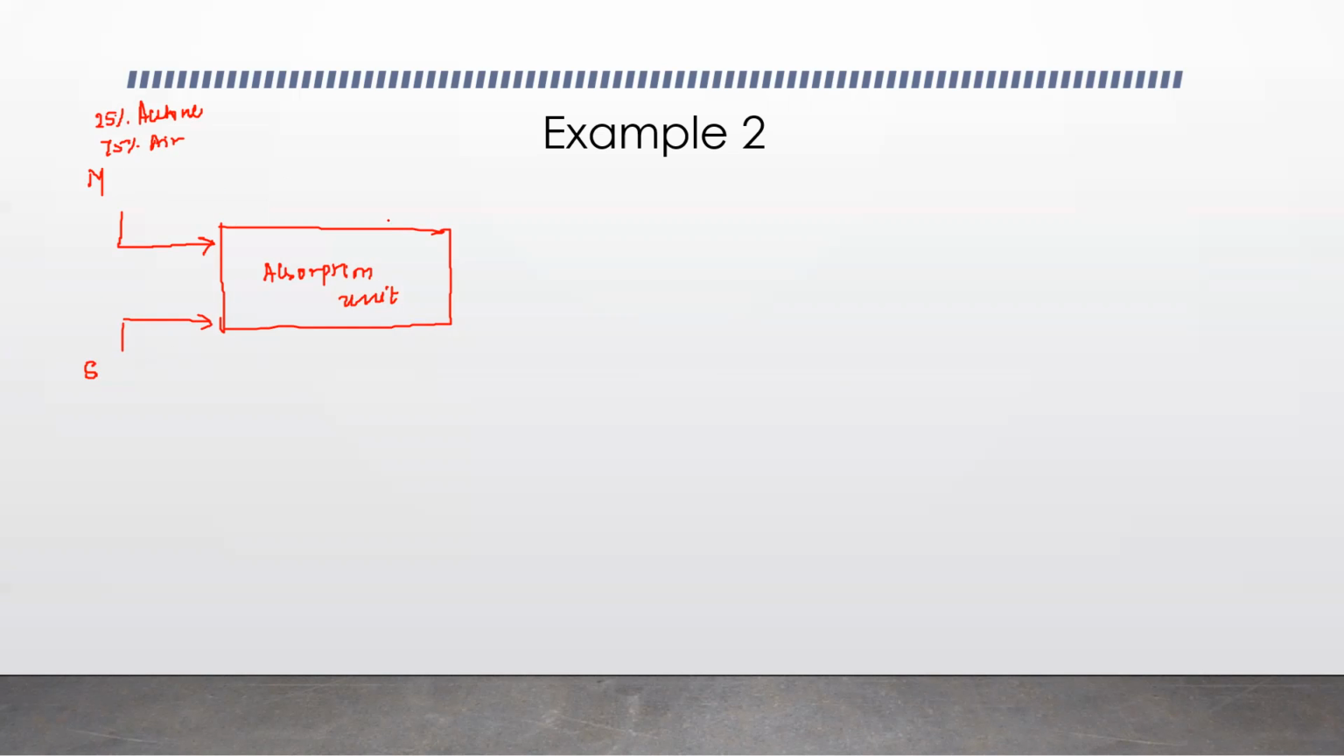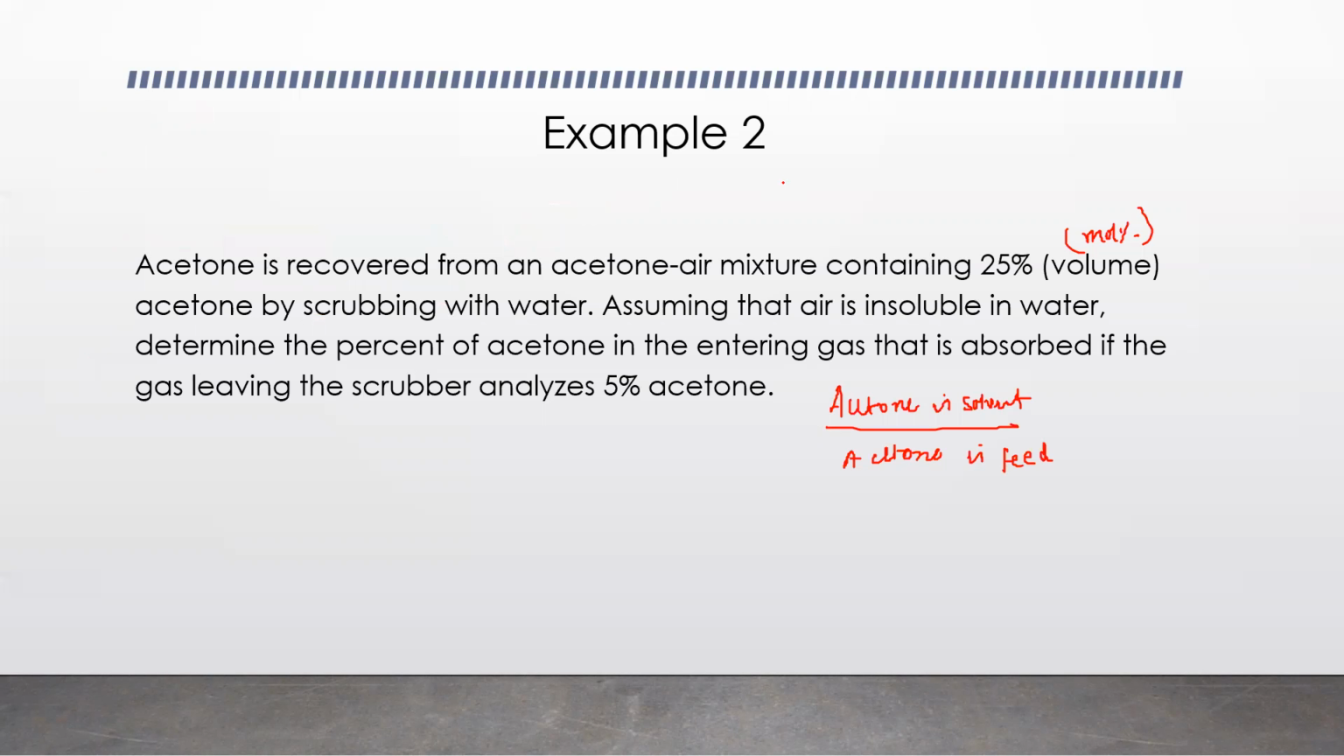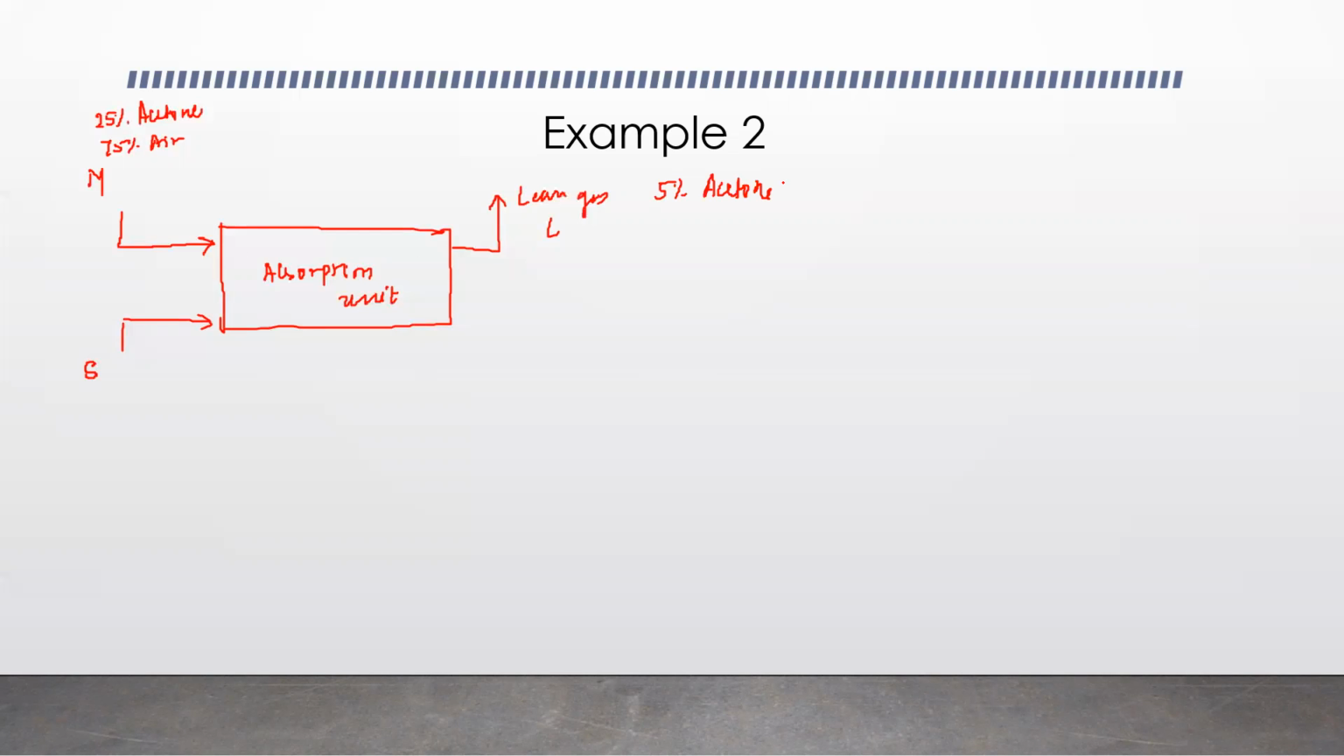Now, since air is insoluble in water, all the air would be present in the lean gas. So air would be here and it contains 5% acetone as well. And again, there has been no information given about water being vaporized. So we are going to take this as 95% air. We are going to assume that no water has been vaporized, although this is not quite needed.